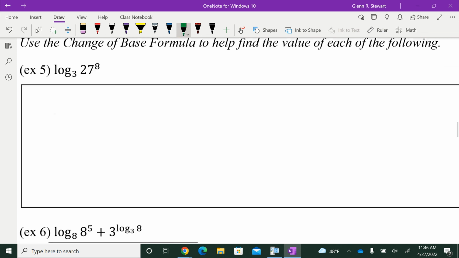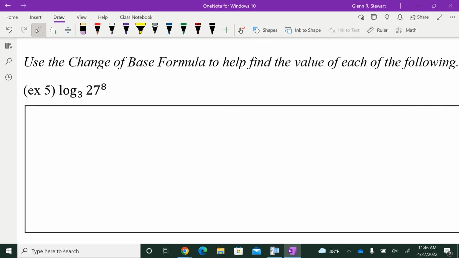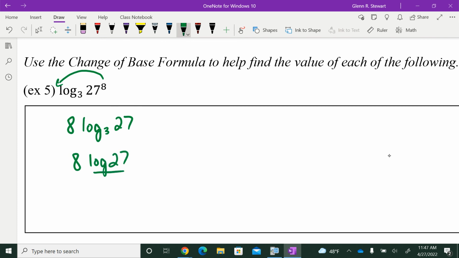All right, take a look at example number 5. Use change of base formula to find the value of each of the following. The first thing that I'm going to do here is move the 8 out front using that power property. And then in my calculator, I can type this all in as 8 times log 27 divided by the log of 3. Just go ahead, type that into your calculator, and you'll get your answer.